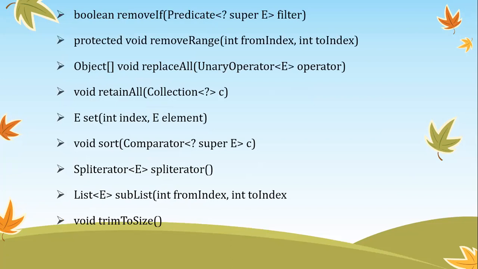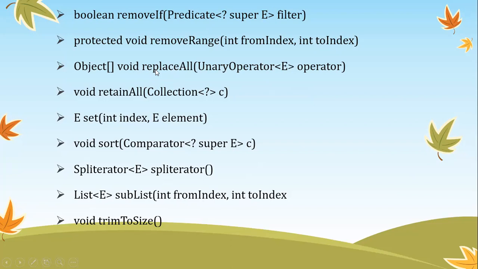In the next slide, we will understand a few of the methods of the collection ArrayList. So boolean removeIf. This method is used to remove all the elements from the list that satisfy the given predicate. Next one is protected void removeRange. It takes two arguments, one is fromIndex and the other one is toIndex. This method is used to remove all the elements that lie within the given range.